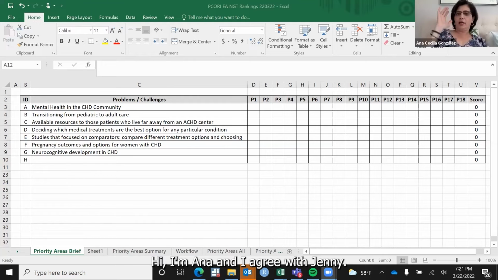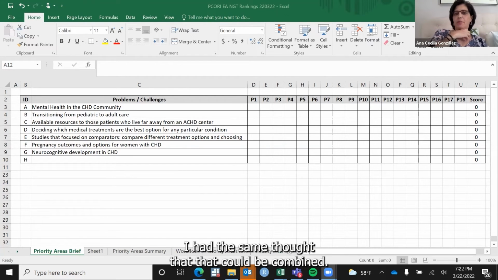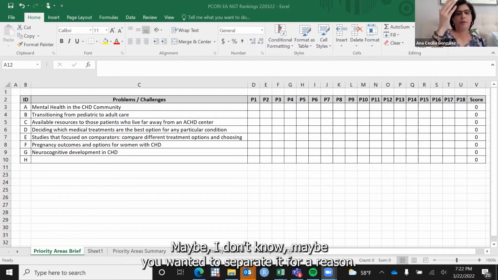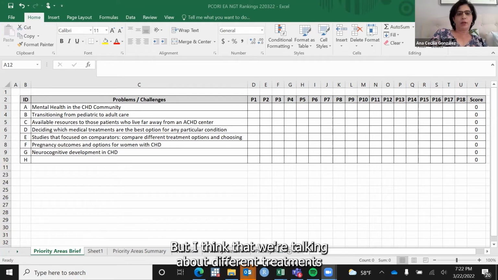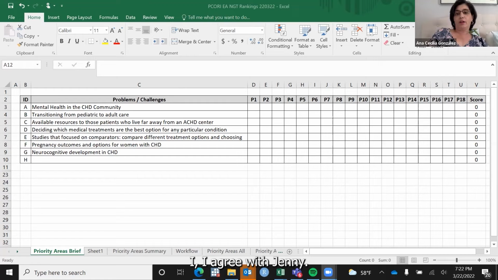Hi, I'm Anna, and I agree with Jenny. I had that doubt too. I had the same thought that they could be combined. Maybe you wanted to separate it for a reason, but I think that we're talking about different treatments for different conditions. Those could be combined. I agree with Jenny. I thought about the same.